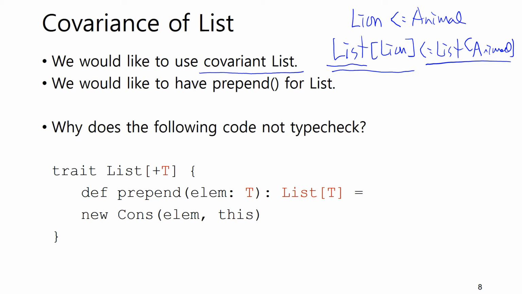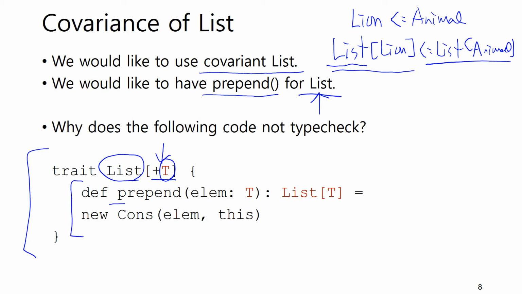Now, we'd like to add a new method prepend for the list type. This is the first attempt. We declare the trait List with covariant type T, which is the type of its element. And this is the definition of method prepend. It turns out that this code does not compile, with a type error.